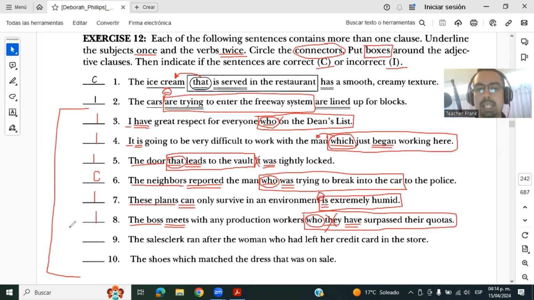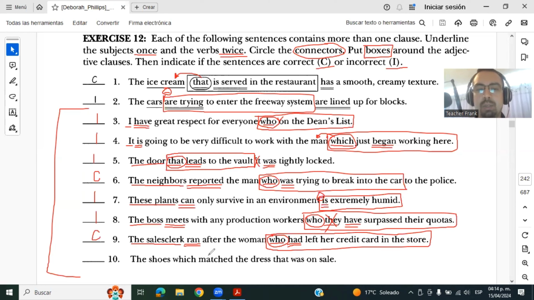Let's look at number 9. The sales clerk ran after the woman who had left her credit card in the store. The sales clerk ran. Who or what ran? The sales clerk. "Who" is going to be my connector and also my subject, and this is my verb, "who had." The woman who had left her credit card in the store is going to be my adjective clause because it's describing the woman. And this one is correct. Yes, it has all the elements.